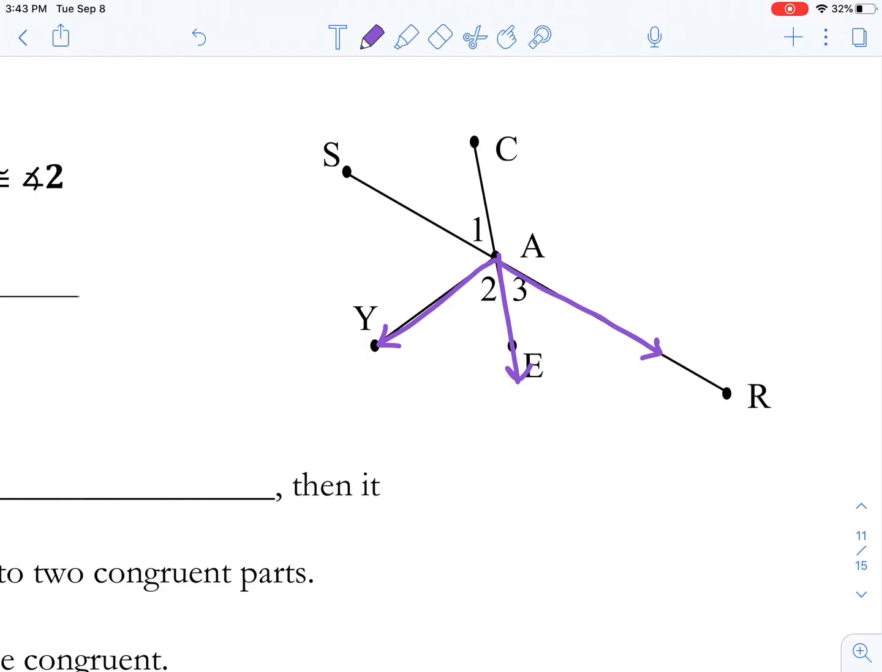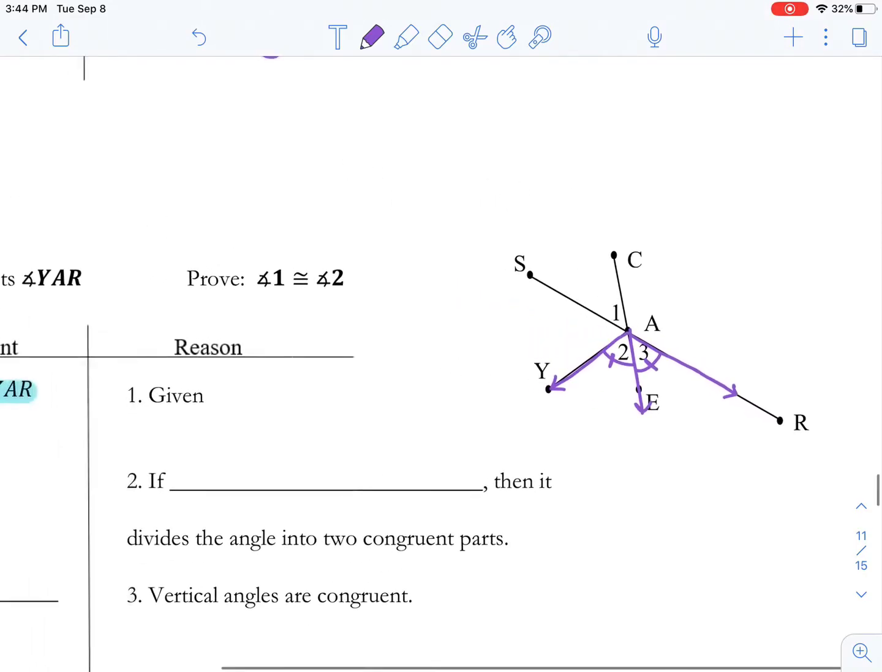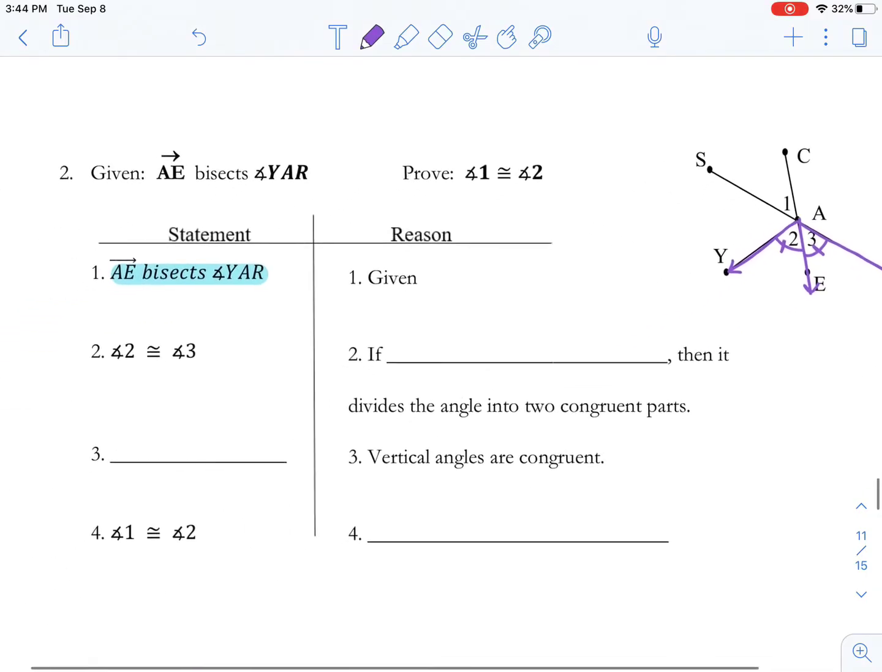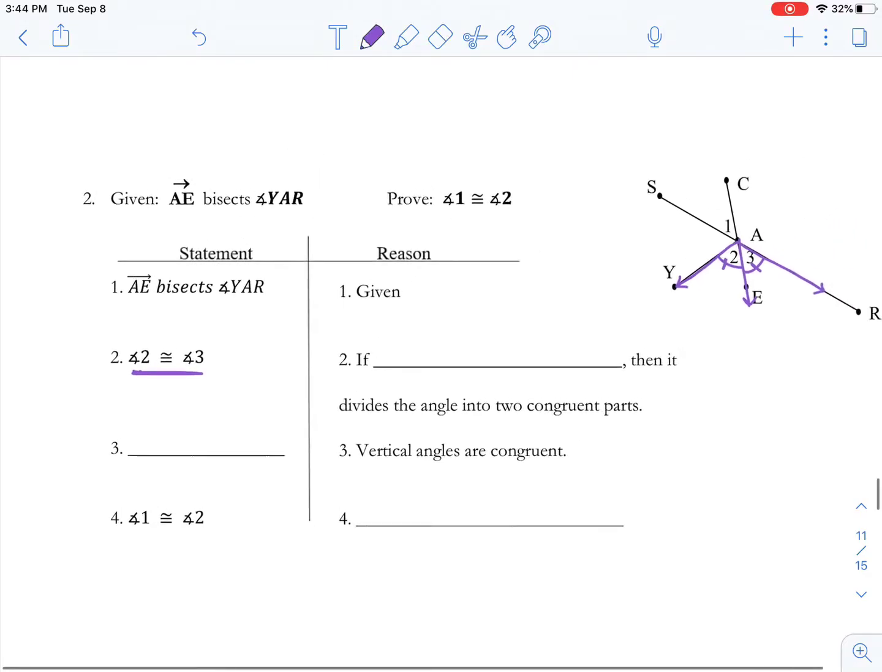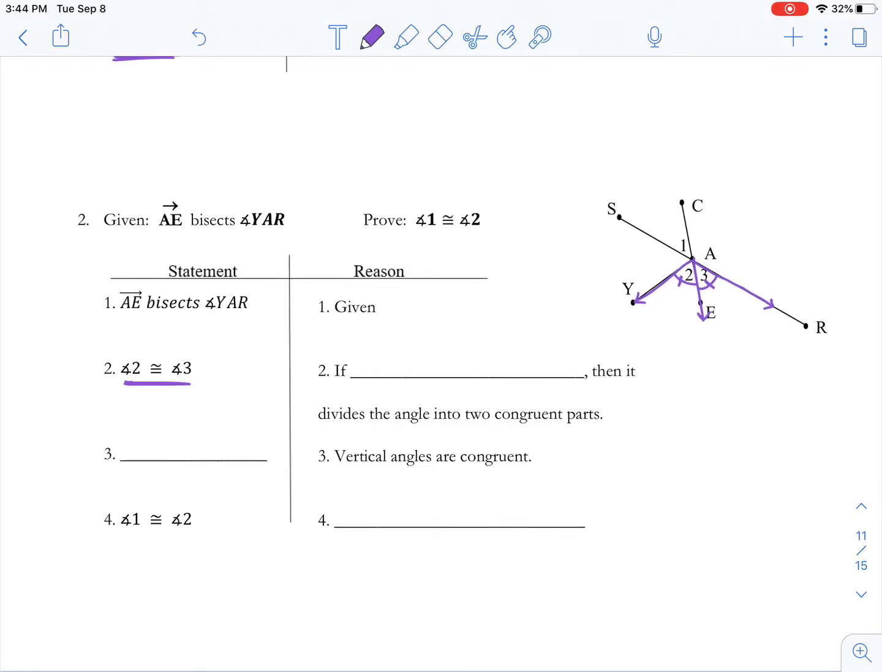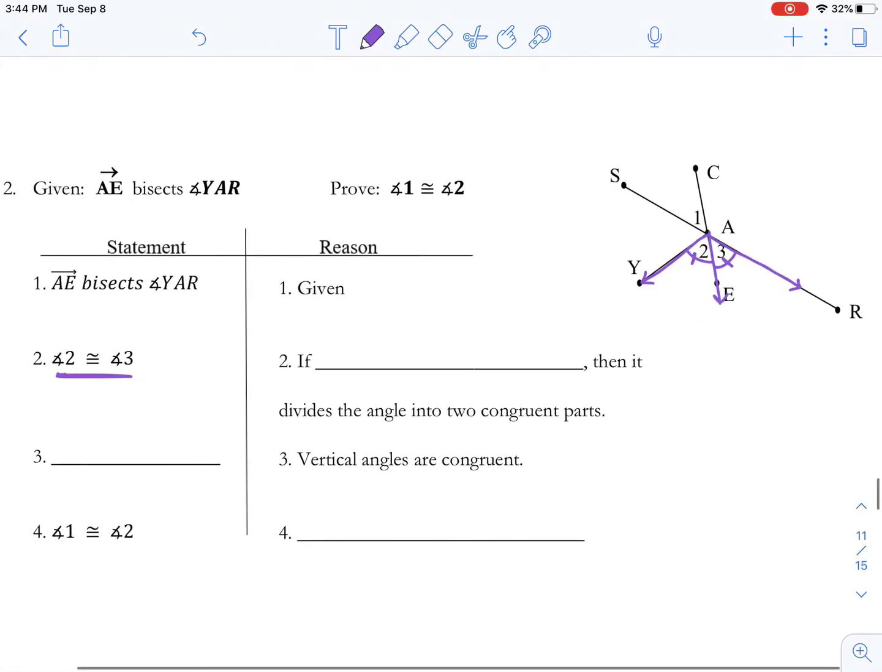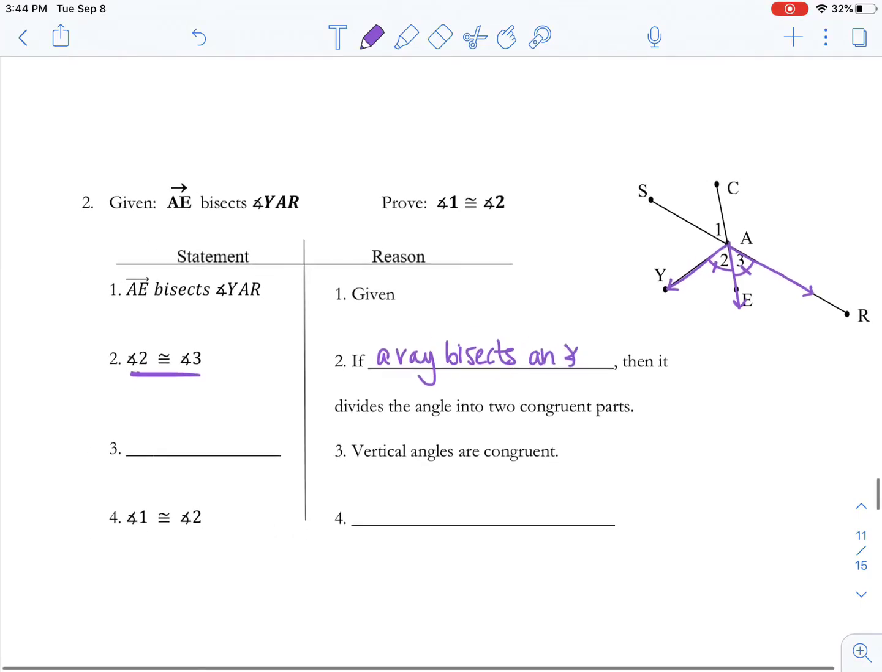Well, we know that if we have an angle bisector, it divides the angle into two congruent parts. So looking at this diagram, we were able to mark that angle 2 and angle 3 are congruent. That's something we know is true based off a definition, so we should definitely write it down in our proof. Notice that the proof already has it in there for us. Angle 2 and 3 are congruent, just like we concluded. And we know that's true because if a ray bisects an angle, well then it divides the angle into two congruent parts.